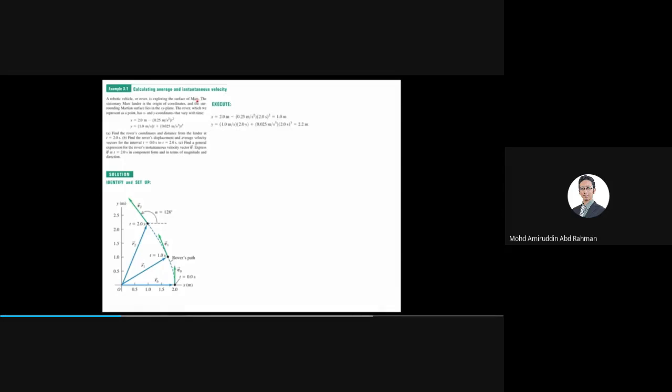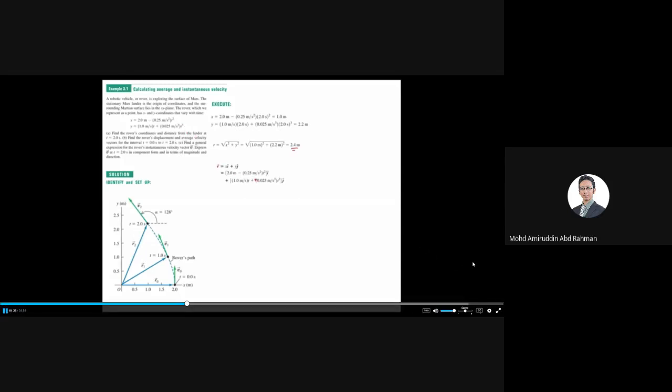Let's begin with its position at 2 seconds. I simply put 2 into these two equations, and here are the x and y components of that position. The distance from the lander is obtained by squaring these components, adding, and taking the square root. That's going to be 2.4 meters. I can write the position generally as a vector, where x is this equation and y is this equation, and this tells me the position vector at any time.